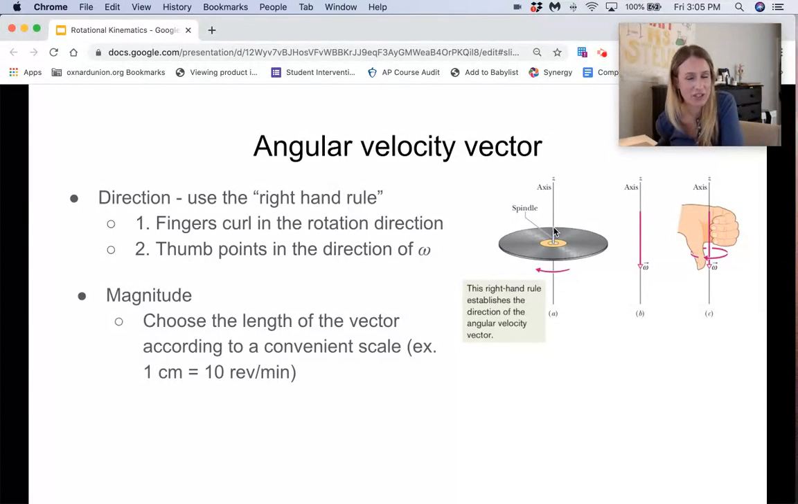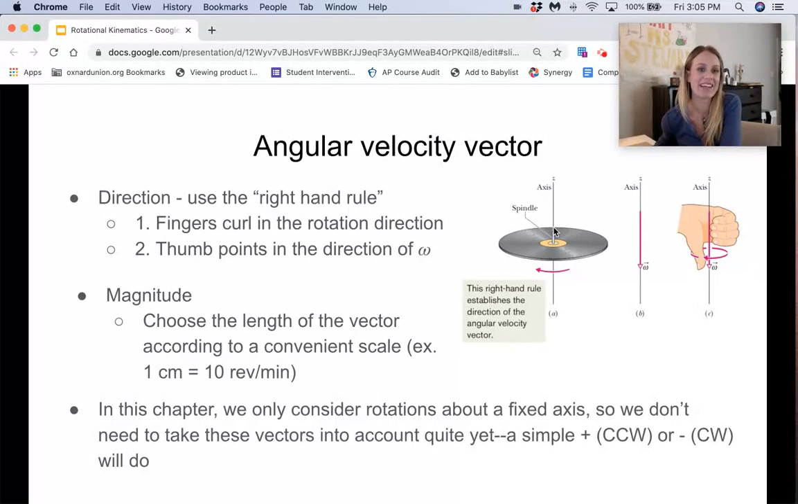Now for the magnitude, it's a little bit more arbitrary almost. You kind of just choose the length of the vector according to a convenient scale. So you could say, oh, 1 centimeter is 10 revolutions per minute. And then if it's speeding up, then 5 seconds later, it'll be larger. Very random. And then in this chapter, we really are only considering rotations about a fixed axis. So we don't really need to take these vectors into account quite yet. A simple plus direction for counterclockwise and negative direction for clockwise will do here.